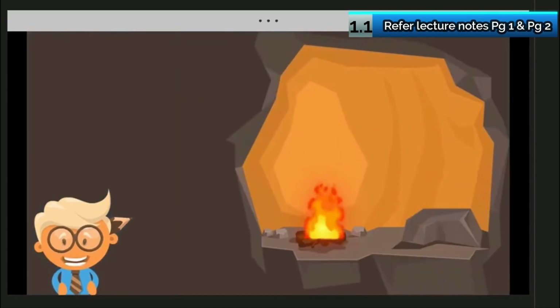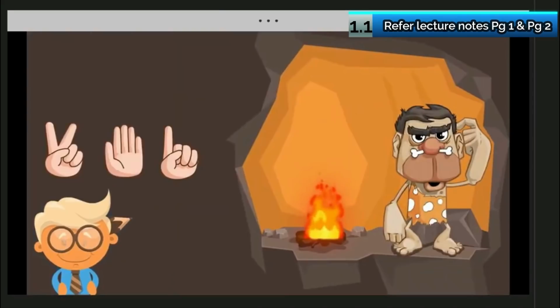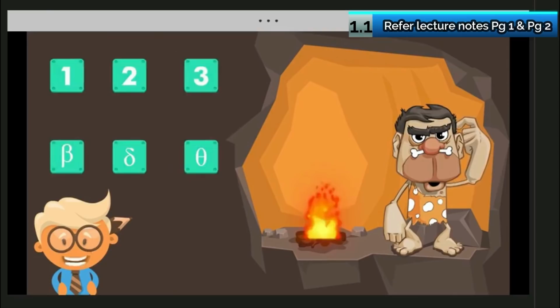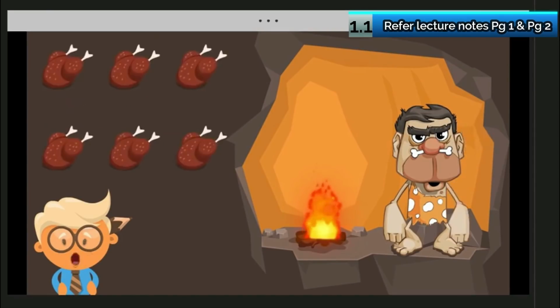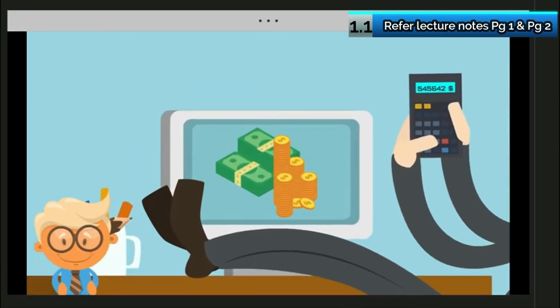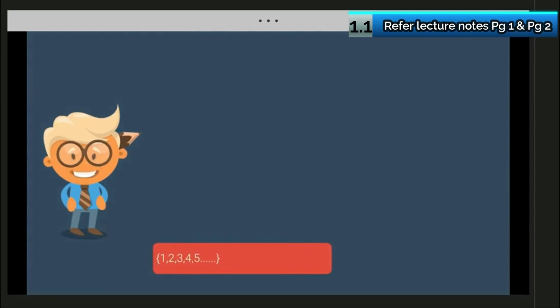A long time ago, man used fingers or markings on bones for counting and later devised various symbols or figures for each number. In those times, man normally counted the animals killed and eaten. Several thousand years later, man is still counting, although mostly money. Counting comes to us naturally, something that goes 1, 2, 3, 4 and so on. Hence, such numbers are grouped as natural numbers with the symbol N.